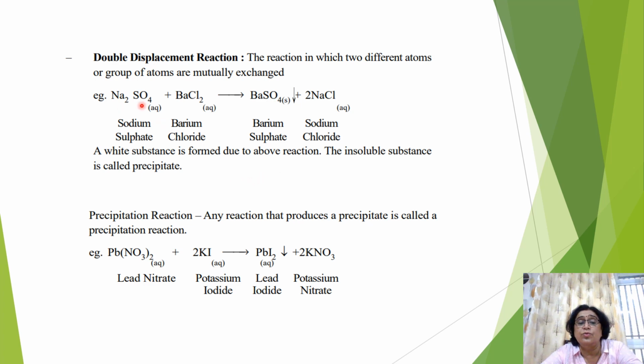So here you see the two atoms or groups of atoms are displaced, their positions are changed. So any reaction that produces a precipitate is called precipitation reaction. So lead nitrate plus KI gives you lead iodide plus KNO3. So Pb(NO3)2, lead nitrate, plus KI, potassium iodide, gives you lead iodide plus potassium nitrate. So again, this is also a displacement reaction, a double displacement reaction, and also called a precipitation reaction. Clear?